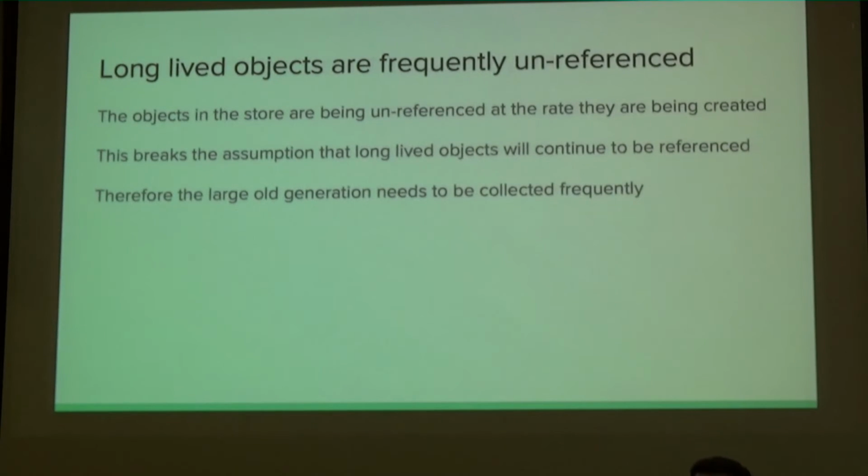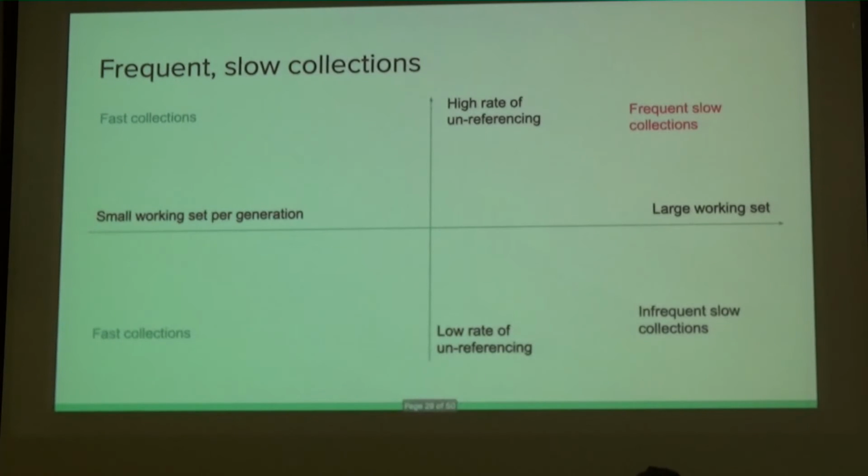Normally the assumption is that the old generation is going to be holding long-lived objects which are going to be referenced for a very long time, probably the whole run of the program. Whereas in our case, we've got a very large old generation, and there's going to be a lot of unreferencing going on. So this means that there's going to be frequent long collections. This is just to illustrate that a bit better.